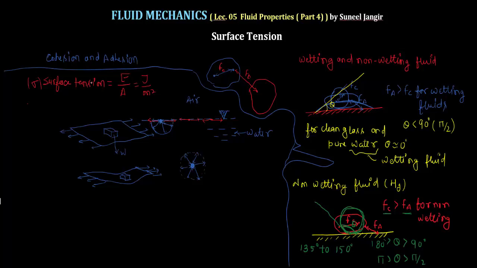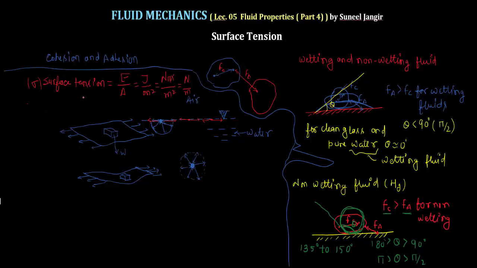This is joule per meter square, and as we know, joule is Newton meter, divided by meter square. So this will cancel out, so we can also define it as Newton per meter. So these are the two units we can use for surface tension: joule per meter square and Newton per meter. So this is defined as surface tension.